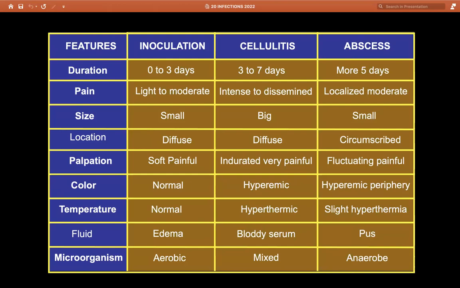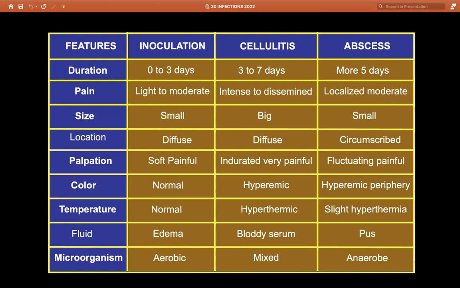He usually says, well, all my face hurts. Now, the size of the infection. In the first step, inoculation, small. In the cellulitis, will be big. And in the abscess, will be small again. Location. Diffuse, hard to know where it comes from. Cellulitis, diffuse again, or more diffuse. And in the abscess, circumscribed, which means it's easy to locate where it comes from.